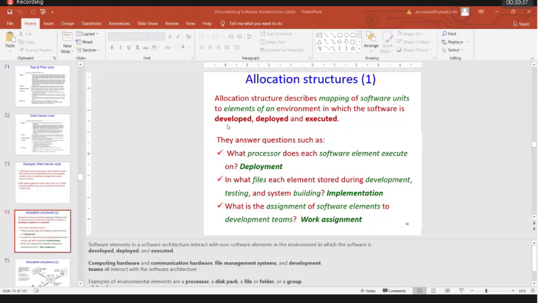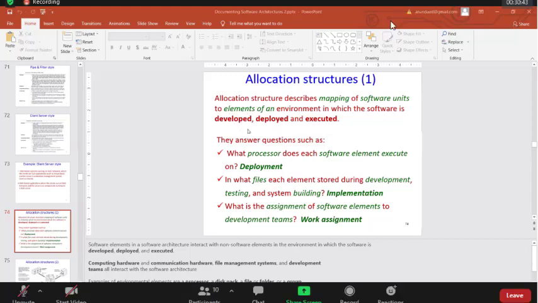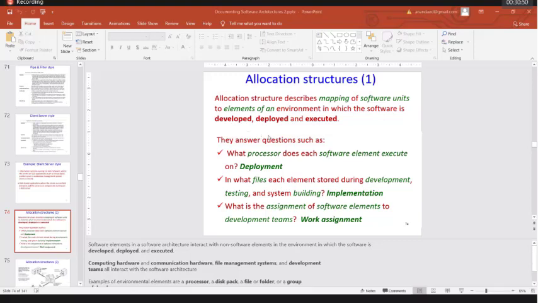So that means focusing on development groups, right? After development, the software has to be deployed to be executed on a certain hardware structure. That is deployment, right? Then once source code is developed, it has to be assigned a certain execution part. That is at execution level.